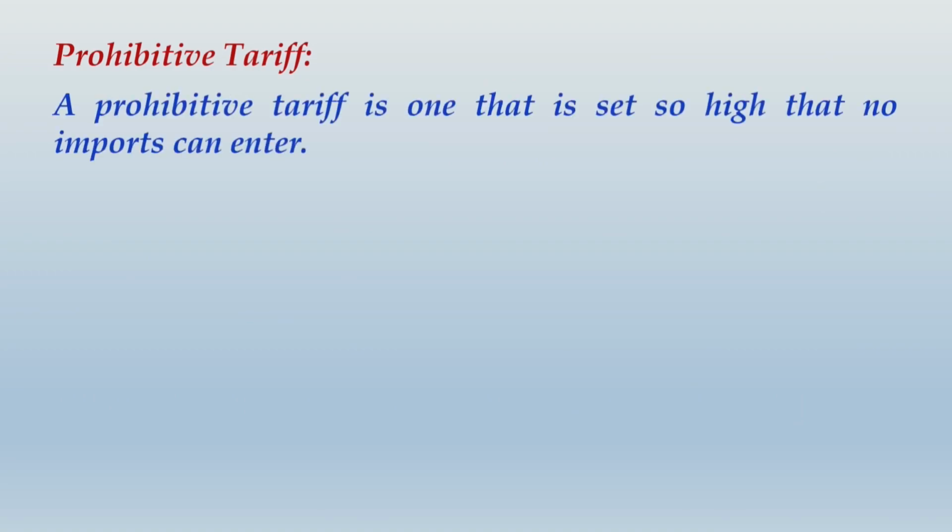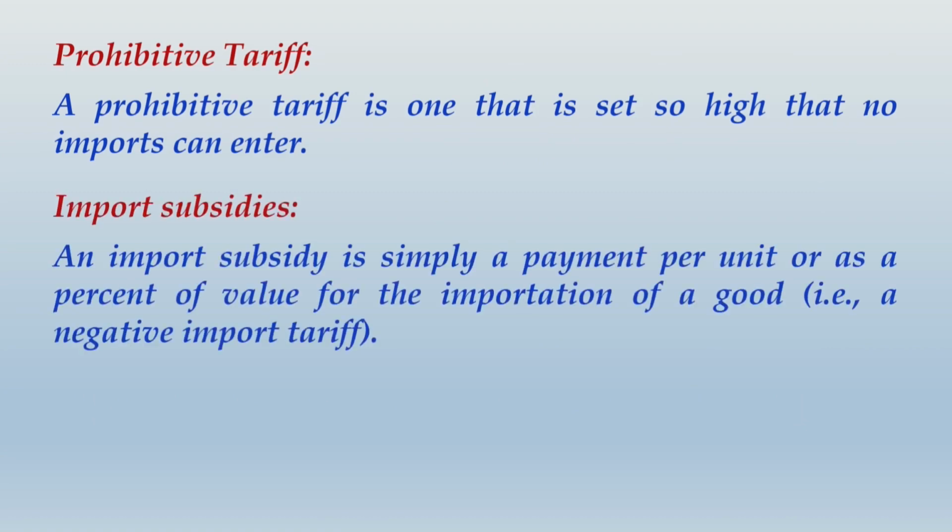Prohibitive tariff. A prohibitive tariff is one that is set so high that no imports can enter. Import subsidies. An import subsidy is simply a payment per unit or as a percentage of value for the importation of goods, that is a negative import tariff. So basically prohibitive tariff is to avoid imports and import subsidies are to promote import. So please write up these couple of paragraphs and then I take you ahead.